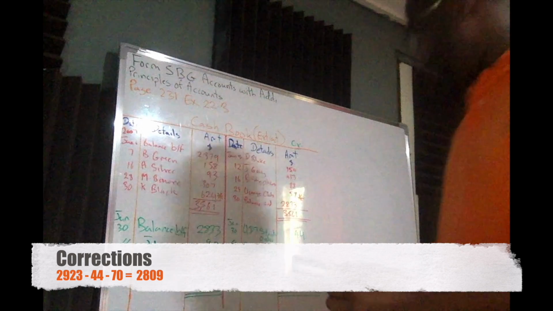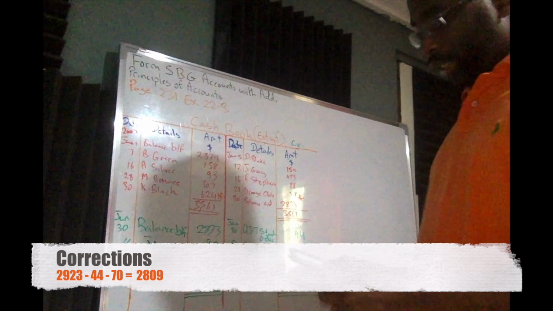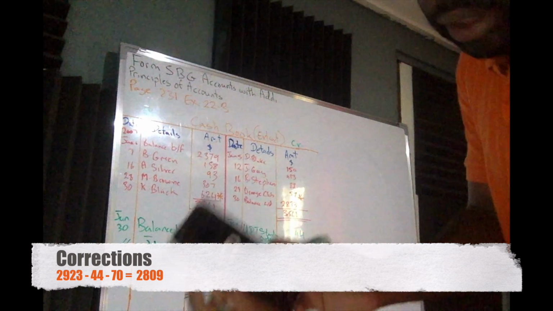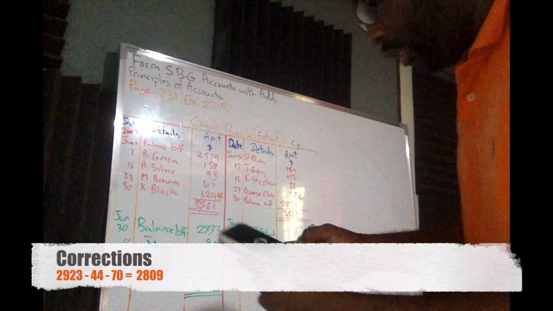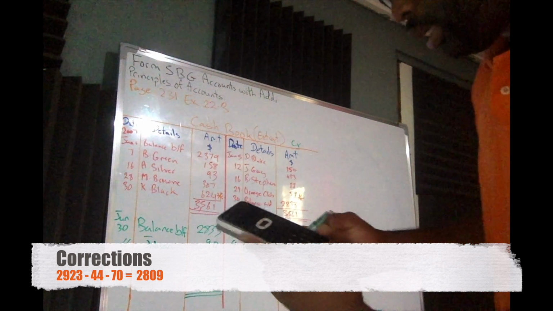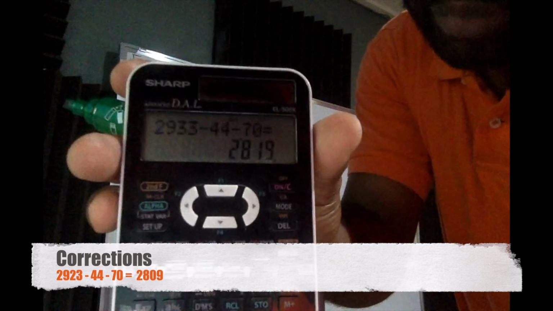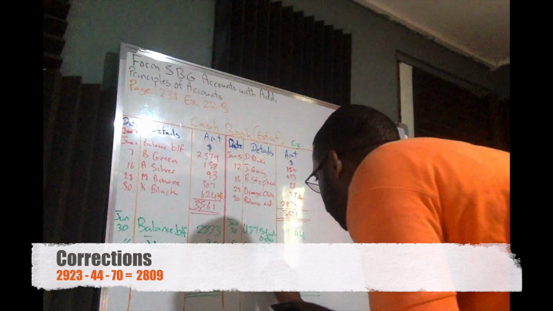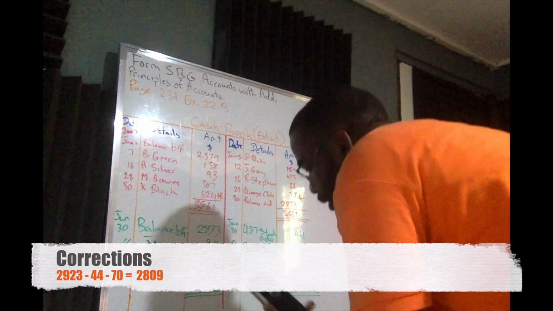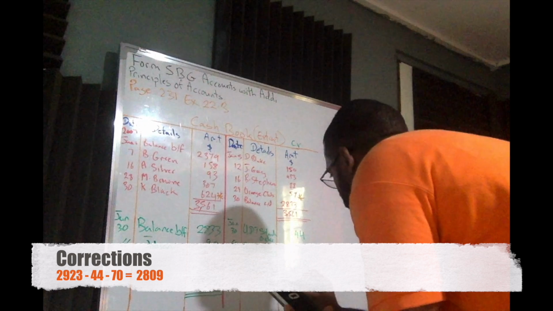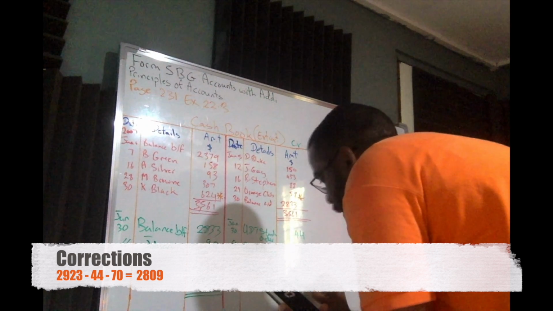Then we're gonna find the difference between this side and that side. So we're gonna use that same 2,933. Then we're gonna subtract the 44 and also subtract the $70, and that will give us the balance. You see that? So we're gonna write this here. This is gonna be the new balance. Balance carried down. The balance carried down is 2,819. And this will bring everything back up to 2923.